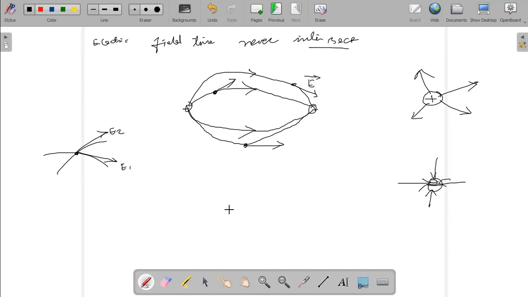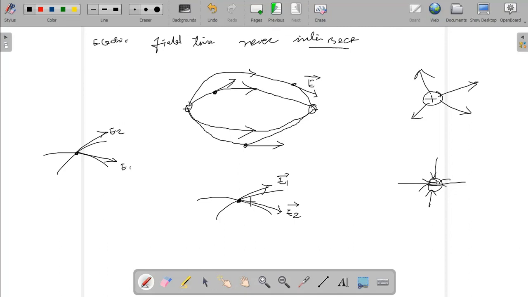Why we should not intersect? If they intersect with each other, at the point of intersection, two directions of electric field will be found. A vector cannot have two directions at a point. Again, at the point of intersection, when you draw a tangent, two directions will be there. A vector quantity cannot have two directions at a particular point. I think you are clear.